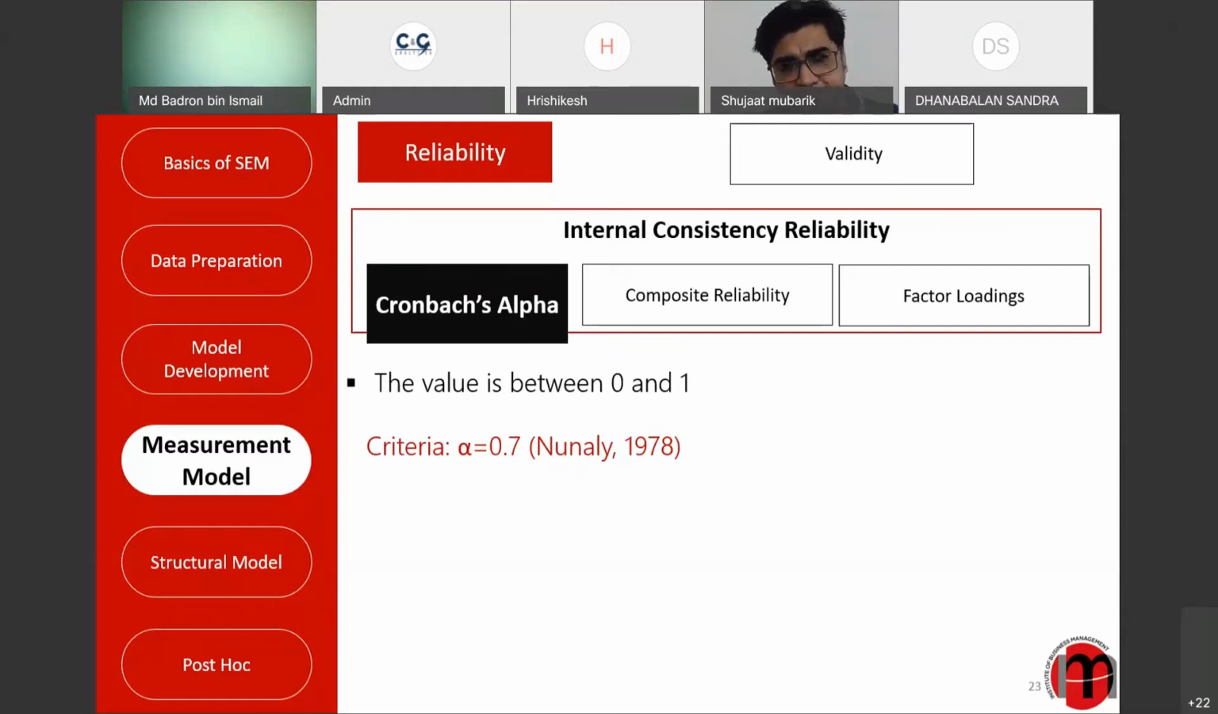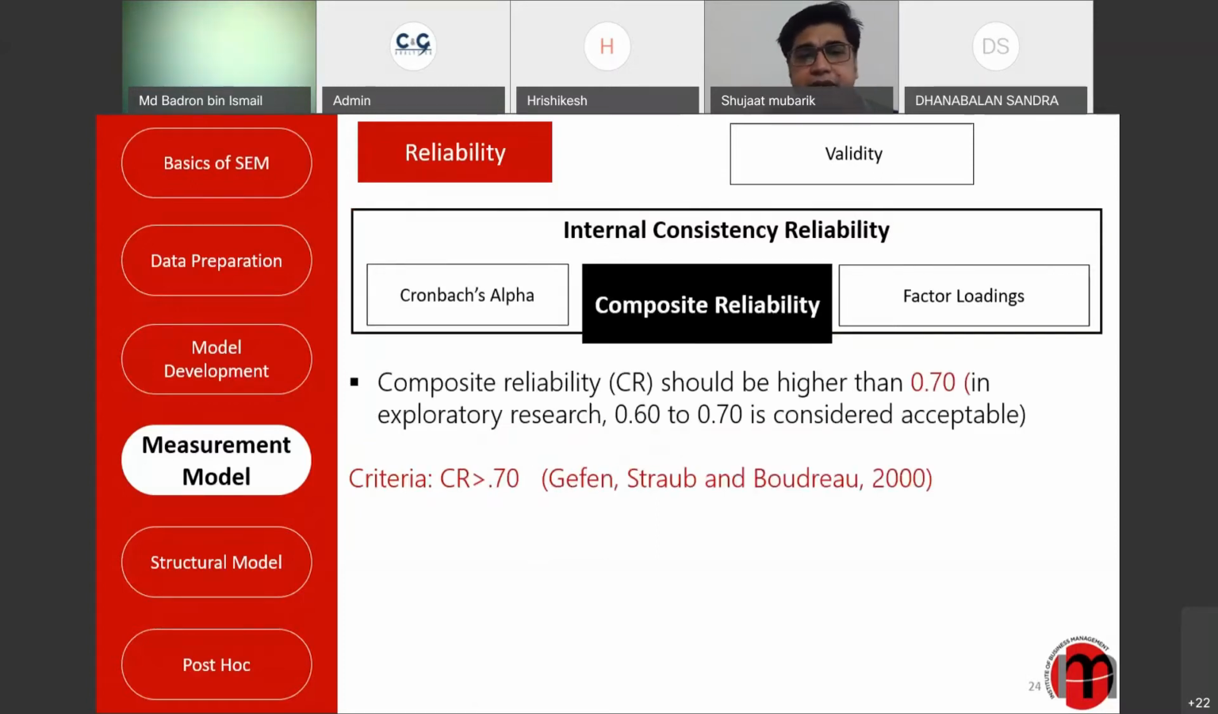The basic argument behind this claim is that CB alpha is also not a very robust measure, and if we relax its value, we may not end up with a good measurement of internal consistency. So I recommend that we have a CB alpha value of 0.7 or more. If it's less than that, we have to recheck whether there is some issue with our construct. Then there is composite reliability. The ideal threshold value is 0.7, but we can relax it up to 0.60, and that's fine. We can move on with it.